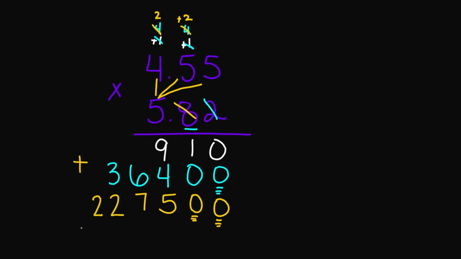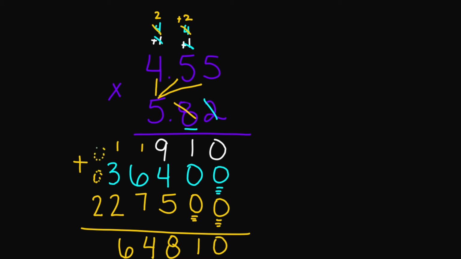Now we're going to add. 0, 0, 0 is going to be 0. 1 plus 0 is 1. 9 plus 4 is 13. 13 plus 5 is going to be 18. Write my 8, carry the 1. 1 plus 6 is 7. 7 plus 7 is 14. Write my 4, carry the 1. 1 plus 3 is 4. 4 plus 2 is 6. And then here you just have zeros. So 0 plus 0 plus 2 is going to be 2.